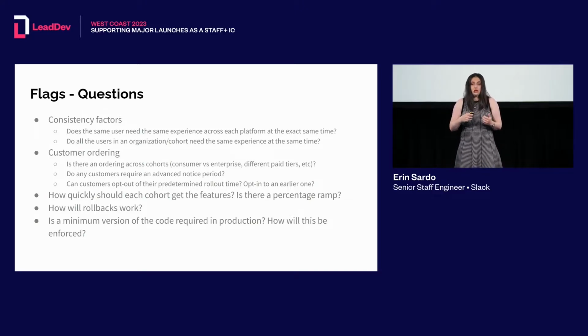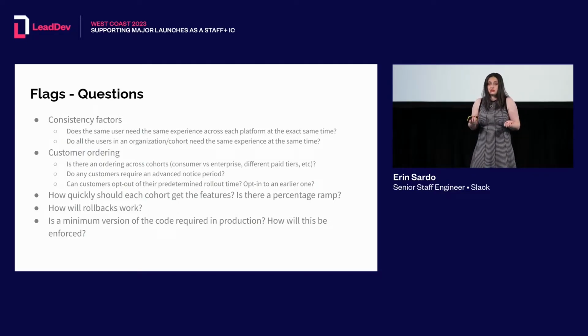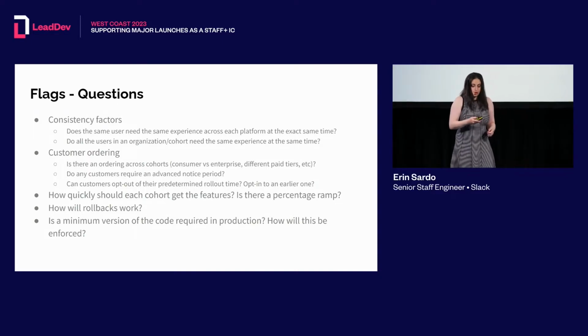Rollbacks. And then lastly, do you have a minimum version that is required to be in production? How are you enforcing that? Do your flags enforce that for you? Do you have mobile releases that take 3 weeks to get through the App Store? Plan that ahead of time. Those are all problems that, at least, I have experienced.